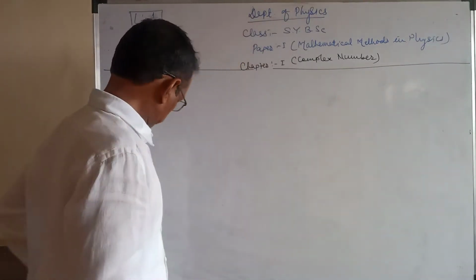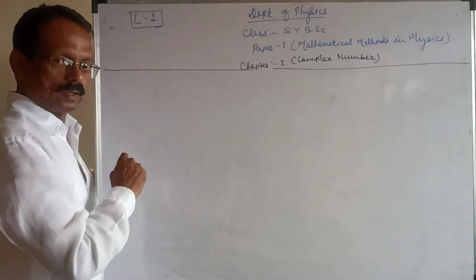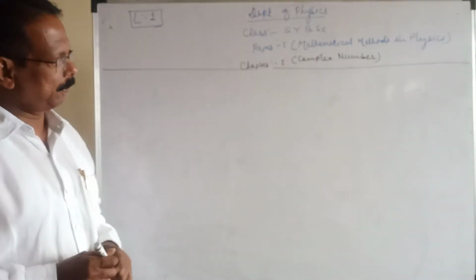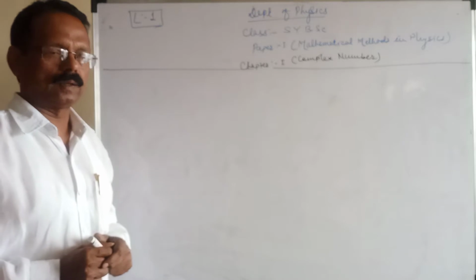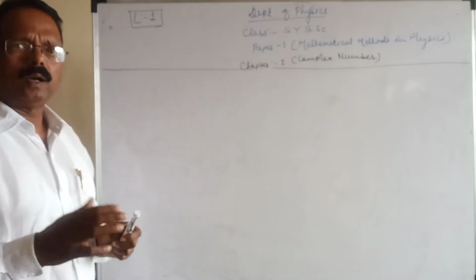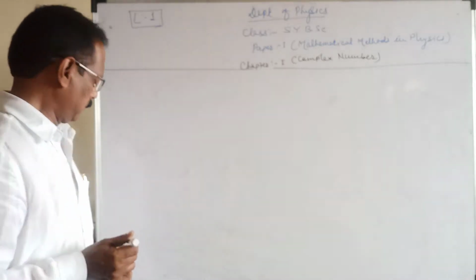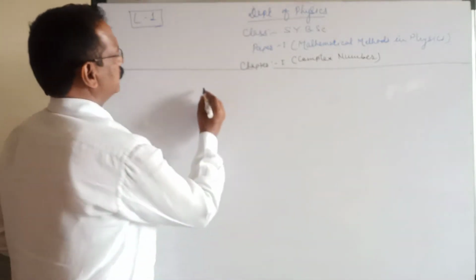Good morning, everybody. This is lecture number 1 of class S5 BSc paper Mathematical Methods in Physics paper first, and we are going to start the first chapter. It is complex numbers. Now, first we must know what a complex number is and what the need for the complex number is.